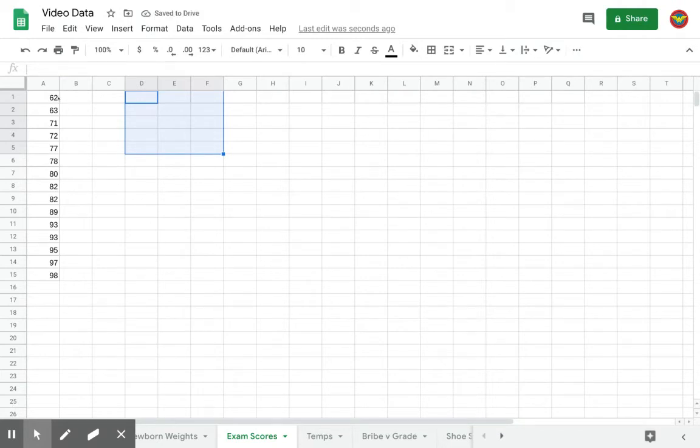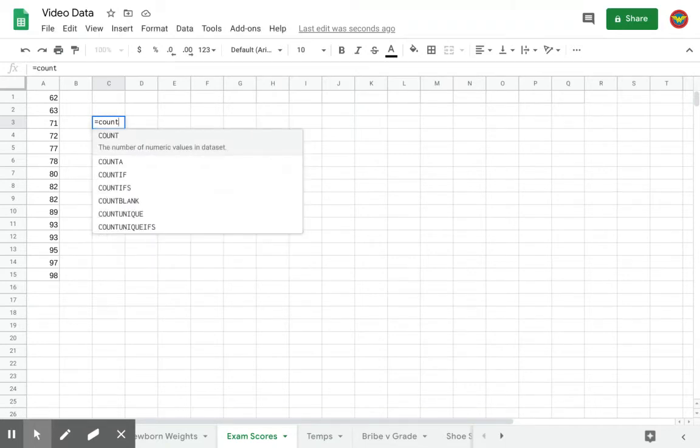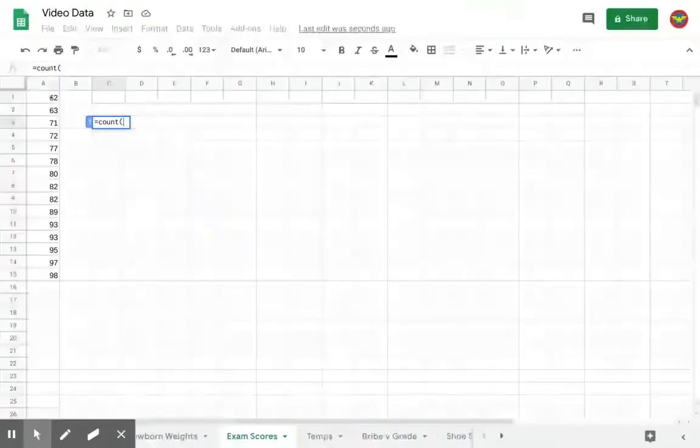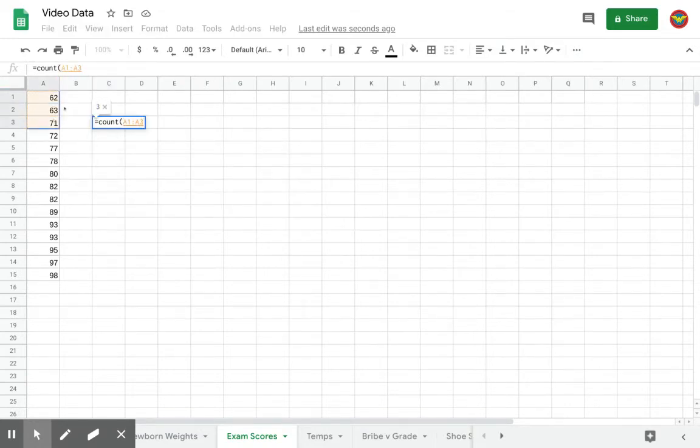So the first class went from 62 to 71, and that includes all of that data. So I can see that I've got 3 there. I could also do a count. Again, this is a small data set. I don't need to, but I just love teaching you guys these tools. So equals count parentheses, and I can go ahead and highlight the values that fit into that class. And we get the first class width of 3.